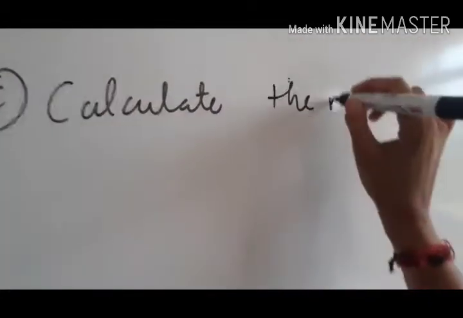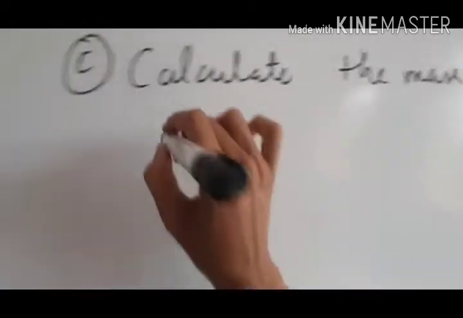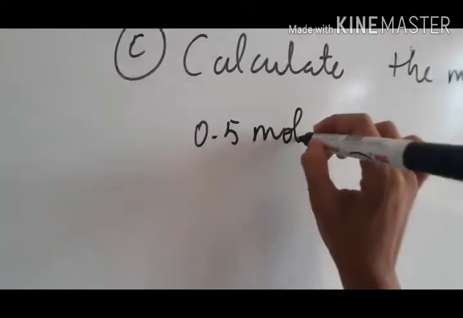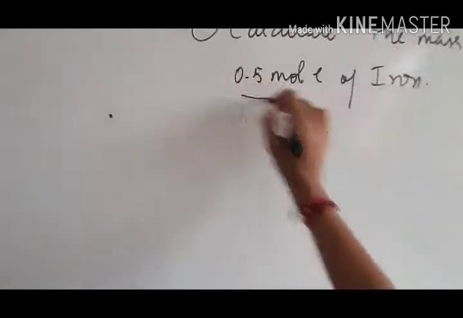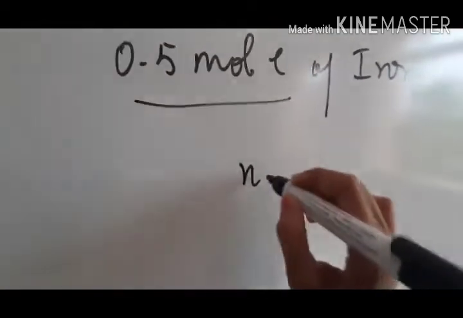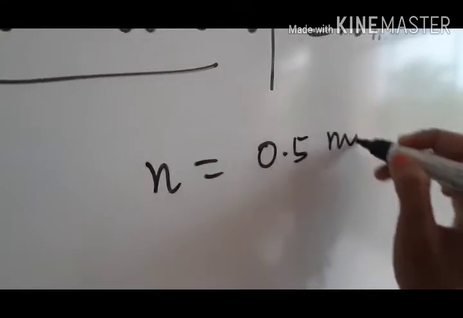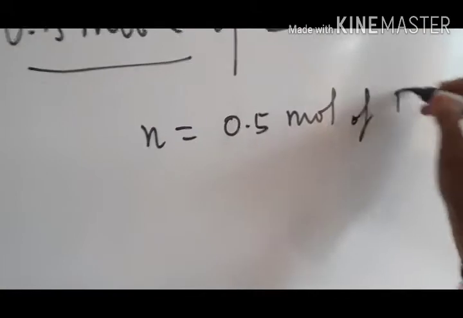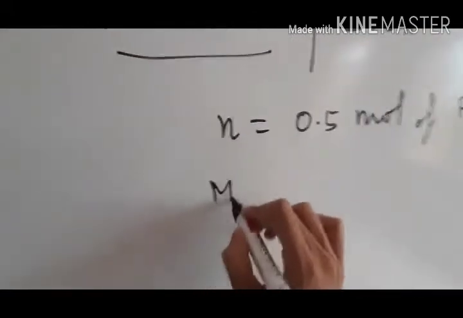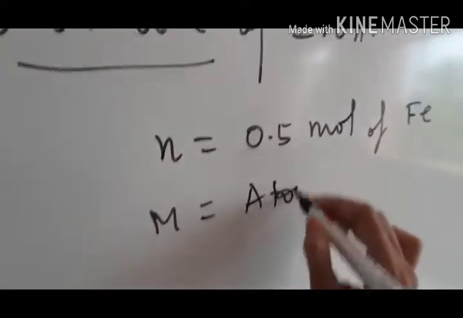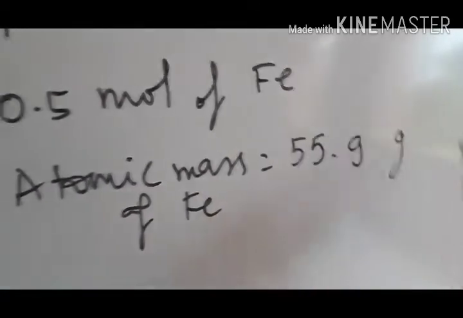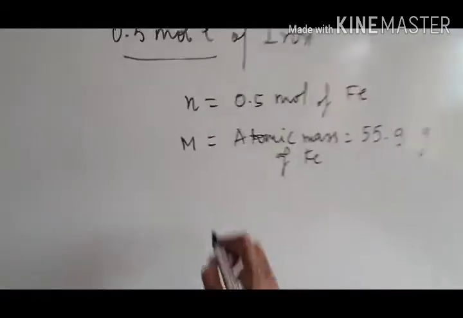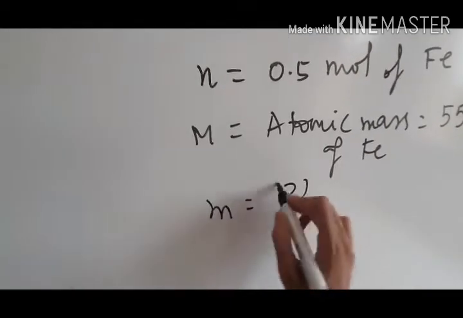Calculate the mass of 0.5 mole of iron. Okay. Now here we have the number of moles. So number of moles, n, is equal to 0.5 mole of Fe or iron. Now atomic mass of iron, M, is the atomic mass of Fe, universally 55.9 gram. So we have to find out the given mass.